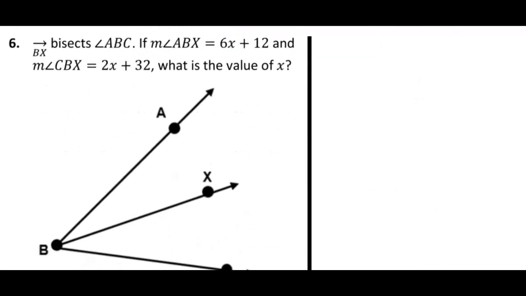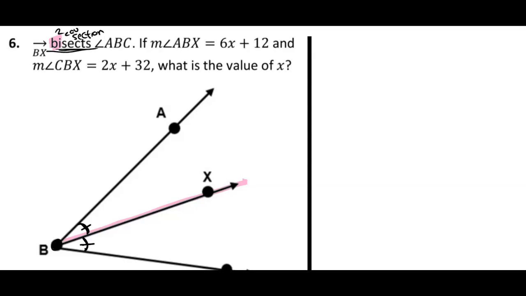Okay, now let's look at the last problem. Bisects, remember bi means 2, sects is sections, so this is two equal sections. So because ray BX is my bisector, then that means this angle is congruent to this angle. So as soon as you see that word, you want to mark your diagram.